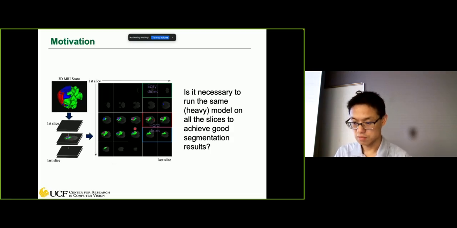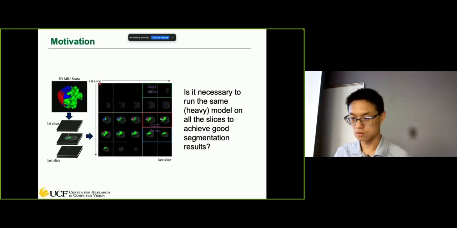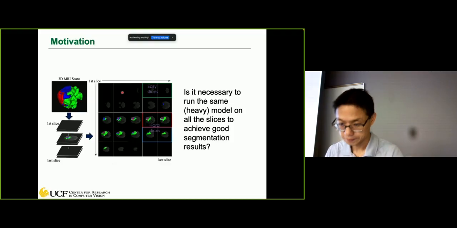For some of the slices, you can consider a medium level of difficulty, where maybe you only have one specific class. So the question, or the motivation, is: is it really necessary to run a heavy network across all these different slices? As a human, when we see this kind of slice, we notice it's all background. So we don't even have to run any deep learning algorithm. We can predict there's nothing, and output a segmentation map with all zeros, because we know these are all background.